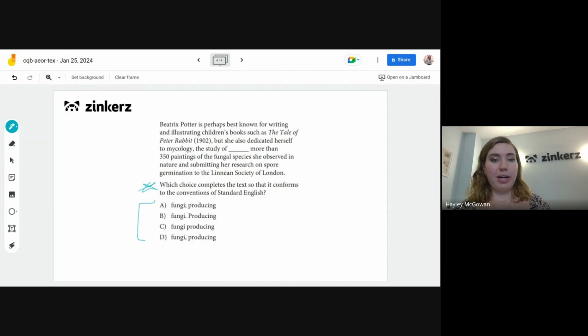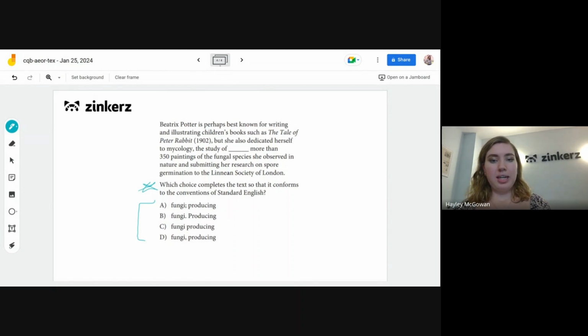So looking at the passage: Beatrix Potter is perhaps best known for writing and illustrating children's books, such as The Tale of Peter Rabbit, but she also dedicated herself to mycology, the study of fungi, producing more than 350 paintings of the fungal species she observed in nature and submitting her research on spore germination to the Linnean Society of London. All right, so this is potentially all one sentence.